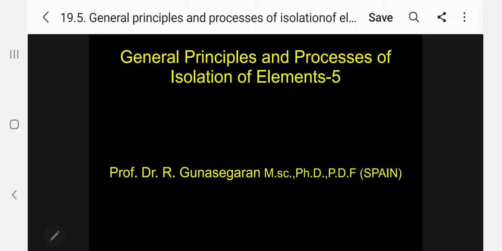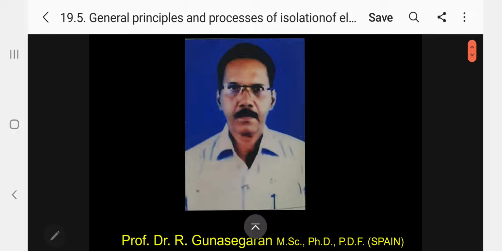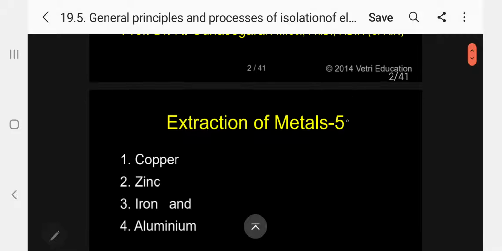Today, I am going to discuss the general principles and processes of isolation of elements, with a few metals as examples of how to extract them from their ores. Let me discuss the extraction of these metals with specific examples. I am Dr. Gunasekaran, Professor of Chemistry, who is taking the class for you.